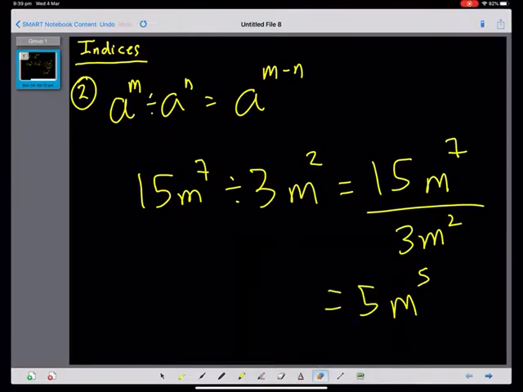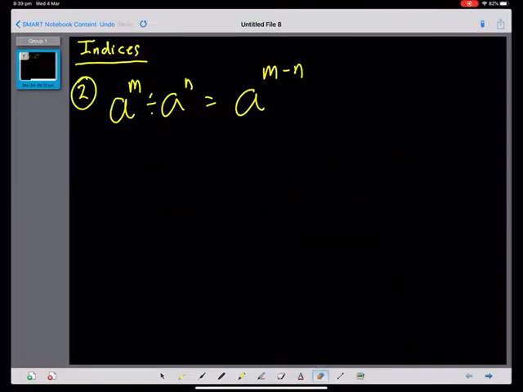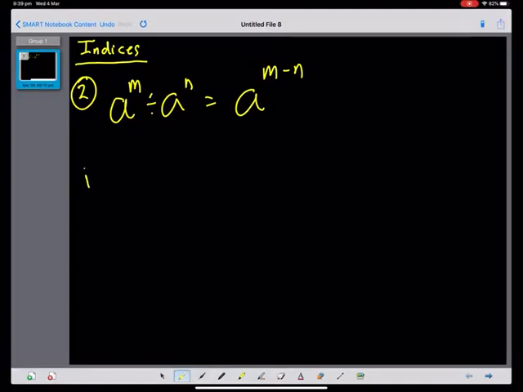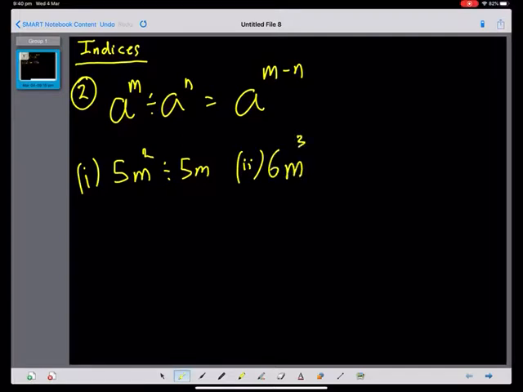Okay, let's do 3 really quick questions. Let's do 5m squared divided by 5m. Let's do 6m cubed divided by 2m. Let's do 72m to the 8 divided by 8m.